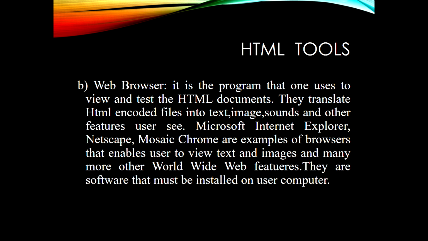Web browser. It is the program that one uses to view and test the HTML documents. They translate HTML encoded files into text, image, sounds, and other features users see. Microsoft Internet Explorer, Netscape, Chrome are examples of browsers that enable users to view text and images and many more other World Wide Web features. They are software that must be installed on the user's computer.